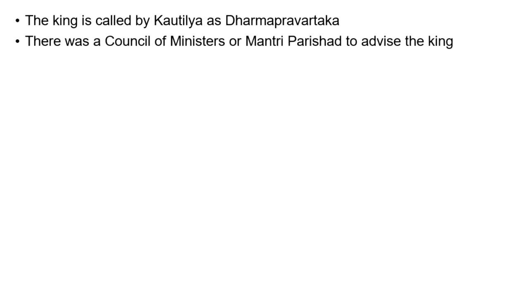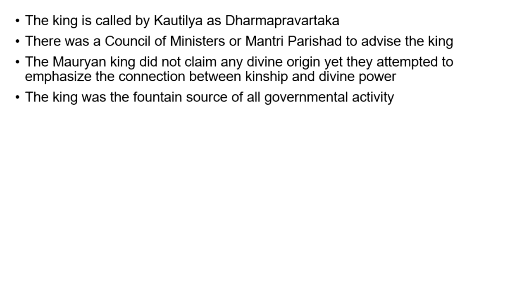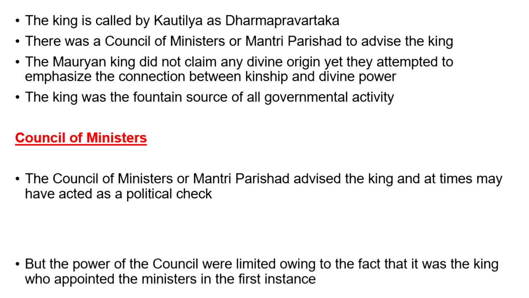There was a council of ministers or Mantri Parishad to advise the king. The Mauryan king did not claim any divine origin, yet they attempted to emphasize the connection between kingship and divine power. The king was the fountain source of all governmental activity. The Council of Ministers or Mantri Parishad advised the king and at times may have acted as a political check.